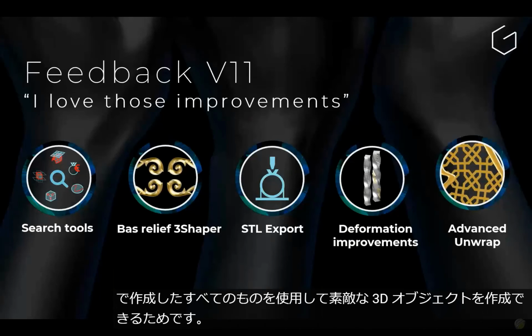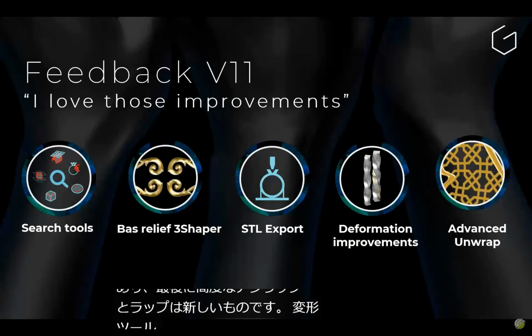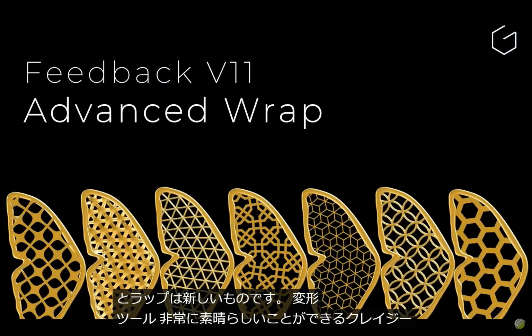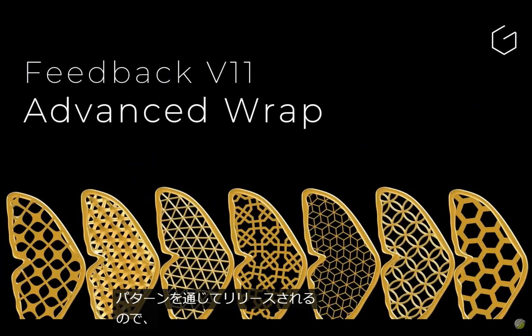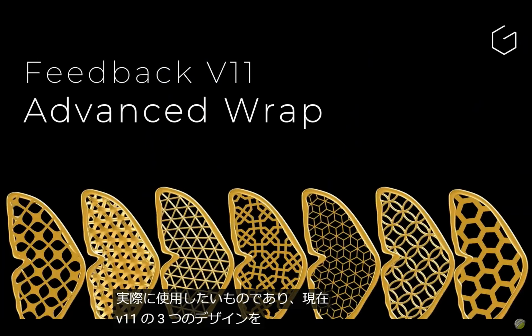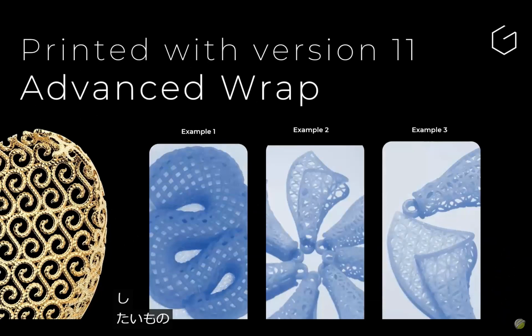STL export, as I said, and deformation improvements which are better and faster. And at the end, the advanced unwrap and wrap, which are the new deformation tools, crazy tools. You can do really nice things really easily through the patterns. That's really something I like to use when I'm using 3Design V11 now. So these are just examples that we received from one of our users.